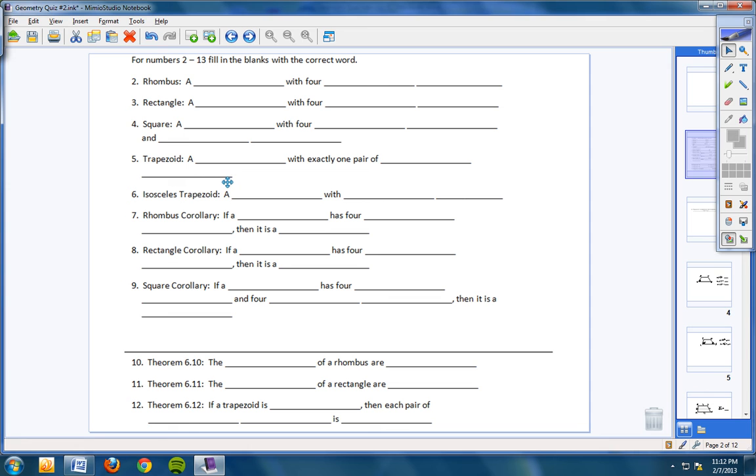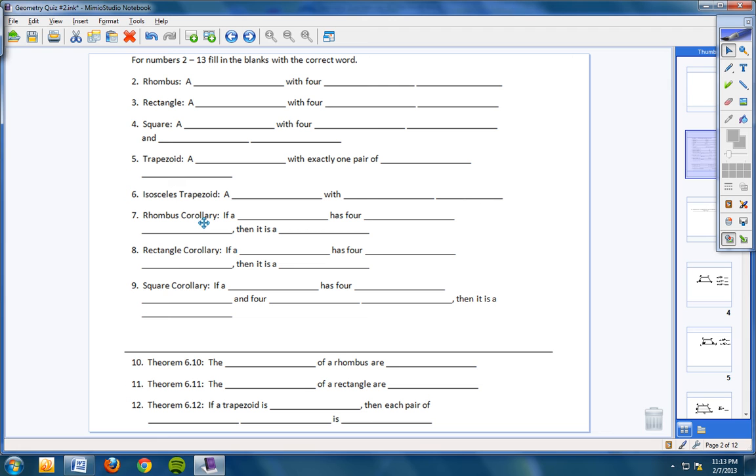A trapezoid is a quadrilateral with exactly one pair of parallel sides. An isosceles trapezoid, number six, is a trapezoid with congruent legs.